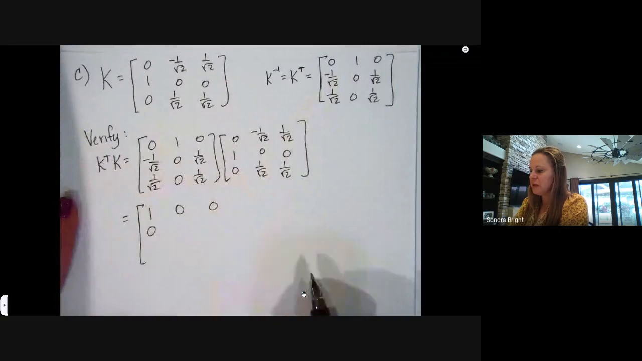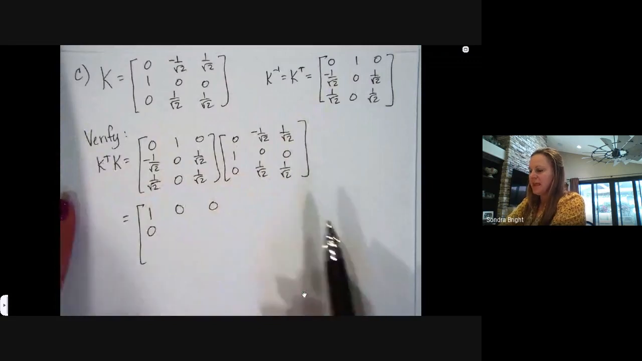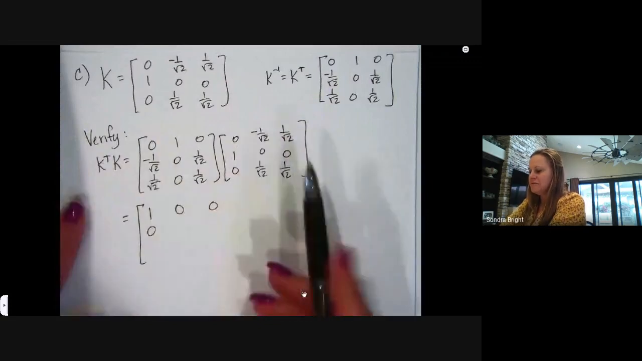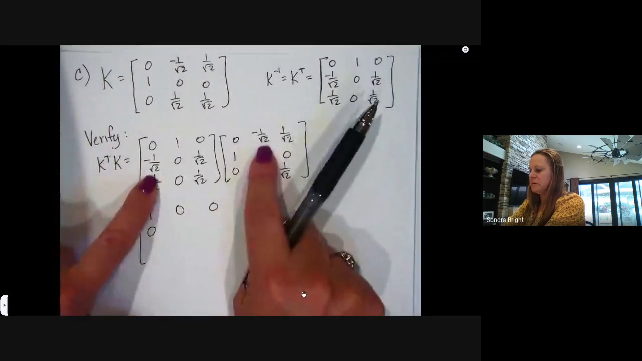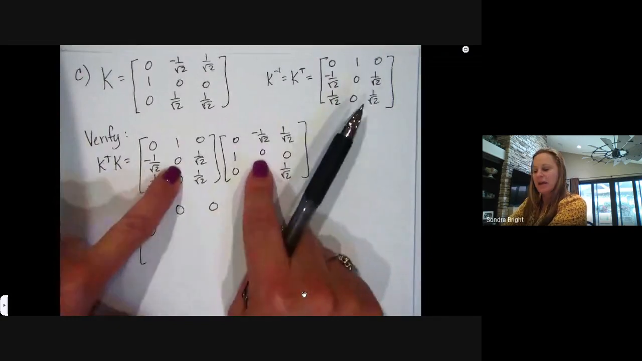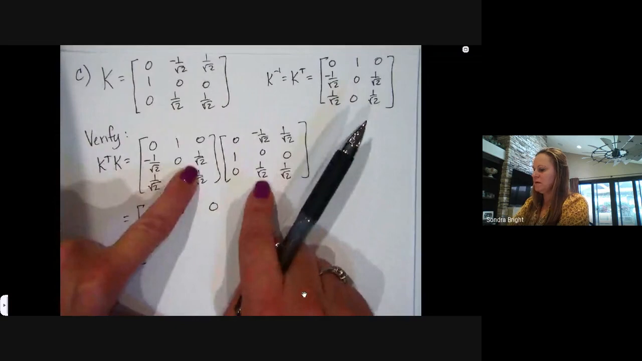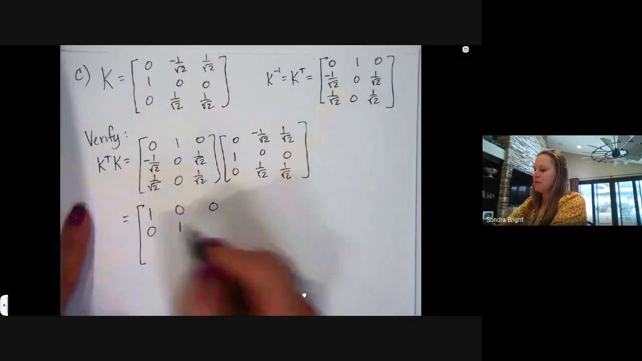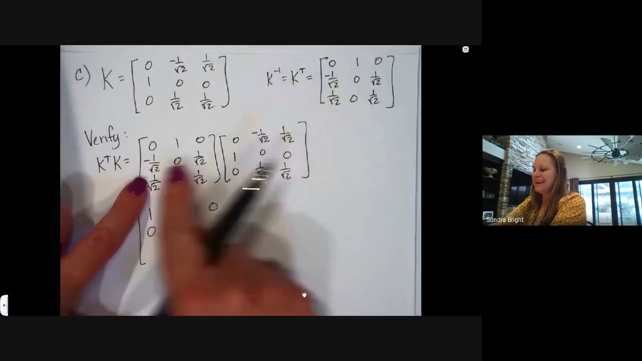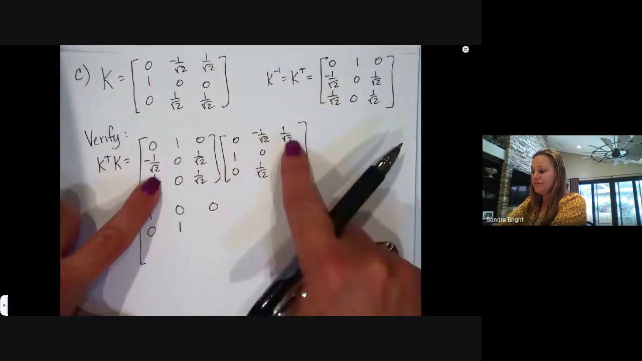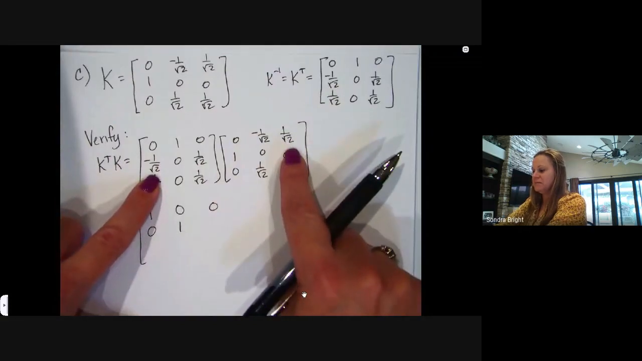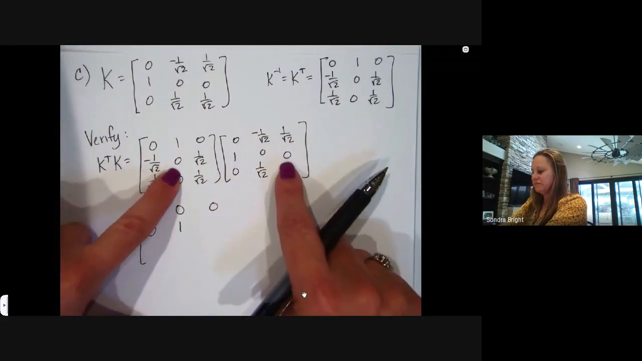Row 2 times column 2 would be a positive 1/2 plus 0 plus a positive 1/2. 1/2 plus 1/2 is 1. Row 2 times column 3, negative 1/2 plus 0 plus a positive 1/2. That's 0.